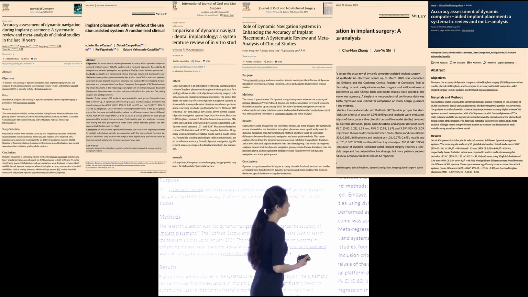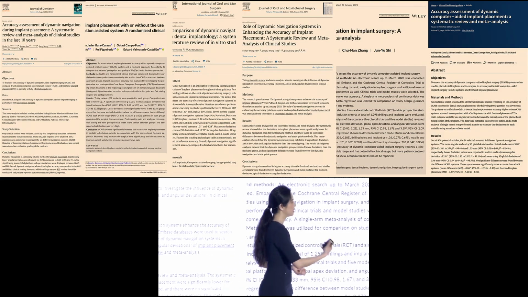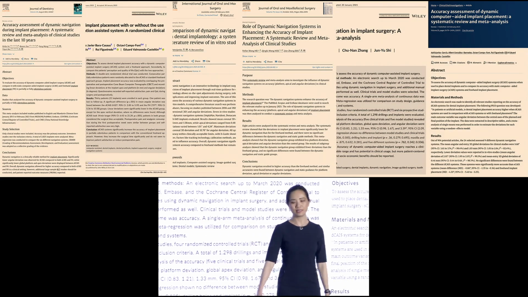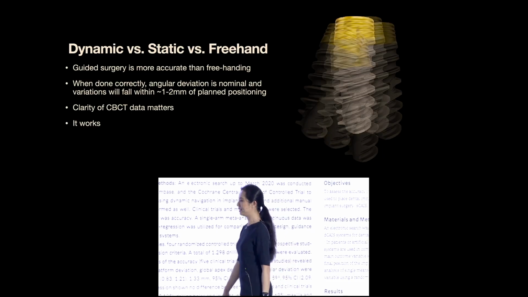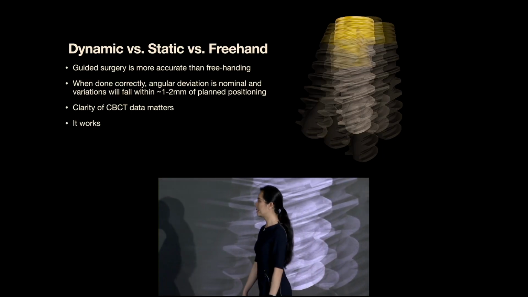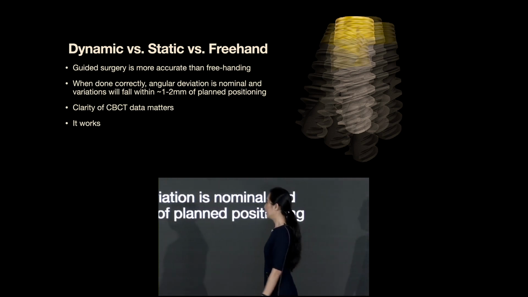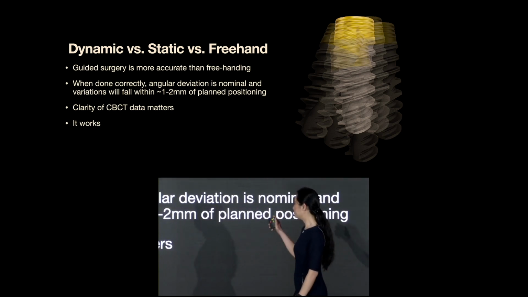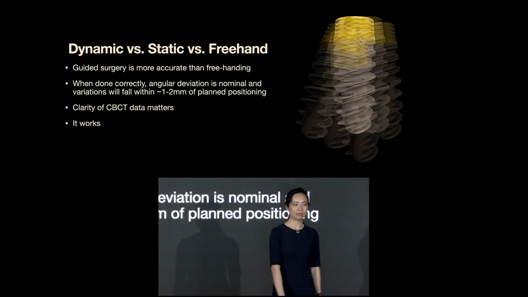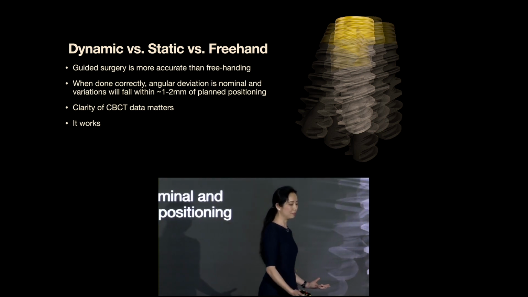What you're going to find, over paper after paper, meta-analysis after systematic review, in every single journal you can ever find in implant dentistry, is they all more or less say the same thing. Guided surgery is generally more accurate than freehand, and when done correctly, you have a deviation of maybe 1 to 2 millimeters at most from the planned position.